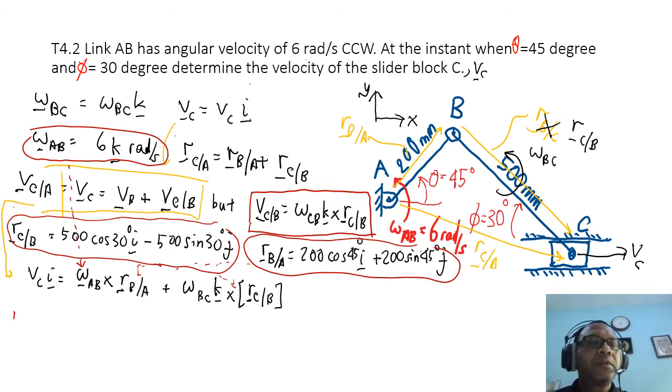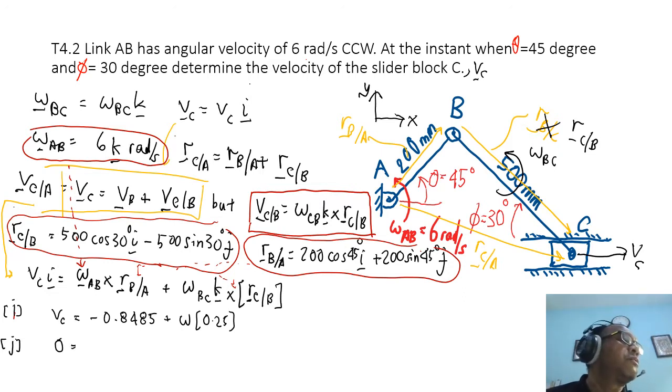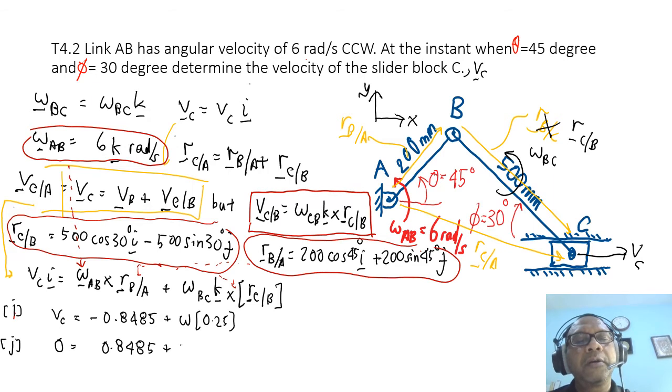So if you solve this by parts, for the I part, you will have VC equals minus 0.8485 plus 0.25 omega. And then for the J part, you can solve it: 0 equals 0.8485 plus 0.433 omega.